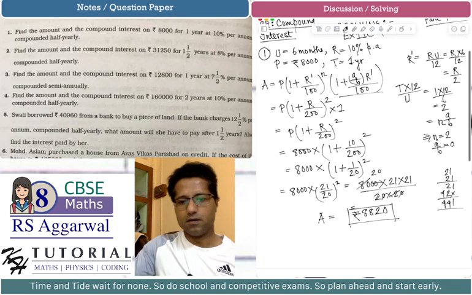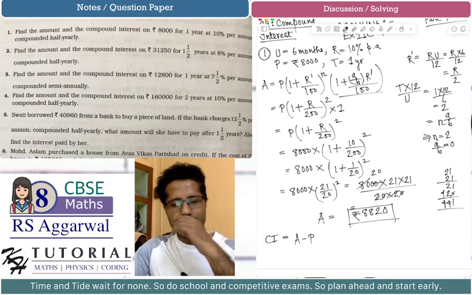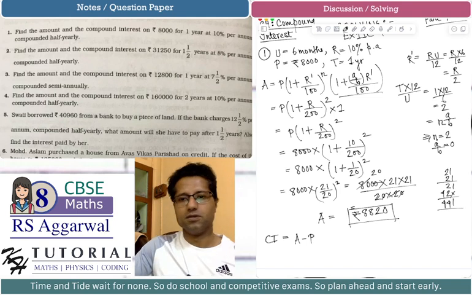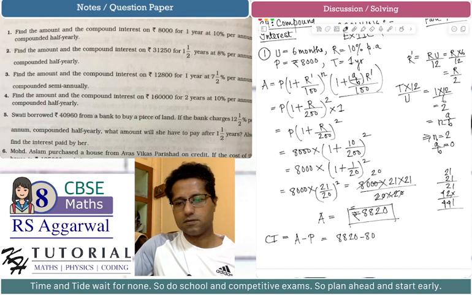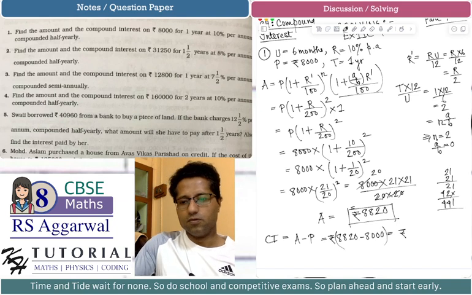And what will be the compound interest? Compound interest is amount minus P. That is, the amount minus the P, the original principal or the original sum. So this is 8820 minus 8000, which is equal to rupees 820.